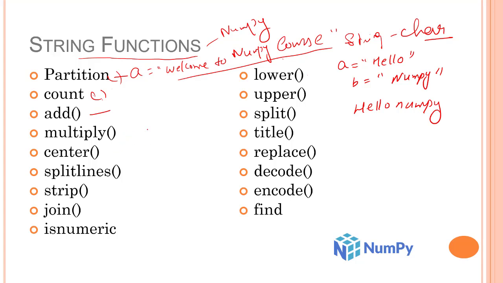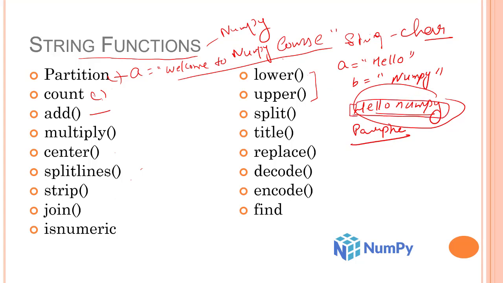The multiply, center: if you want to put this particular string in the center, you have to use center alignment. Then splitlines, if you want to split, because here we have one line. When you use a paragraph in this string function and want to split the lines, you can use the splitlines method. Then strip, then join. If you want to join, we use join, isnumeric. Then lowercase, uppercase are the basics of string functions. If you want to put a string in lowercase, all will be lower, like hello numpy. If you want uppercase, it becomes HELLO NUMPY.